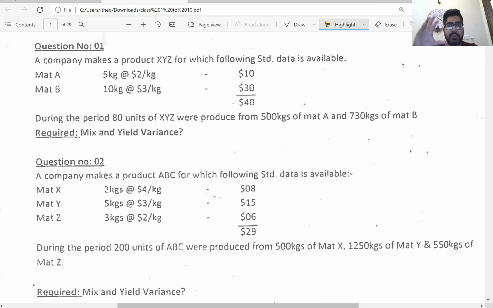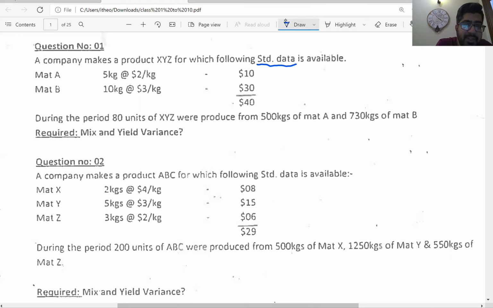Okay, so let's start with question number 1. Pay attention, because this is just one example which has to fit into your mind, and question number 2 would be your own. Now the question is: a company makes a product XYZ for which the following standard data is available. Remember, this is the standard data.